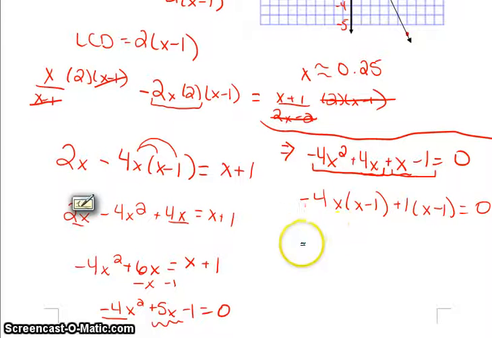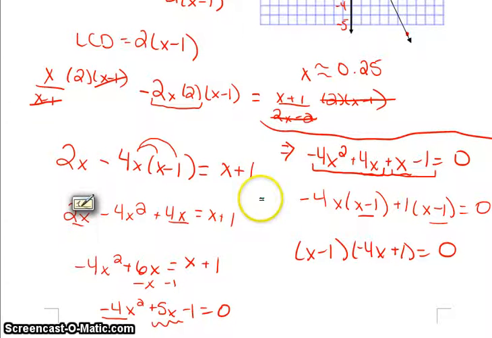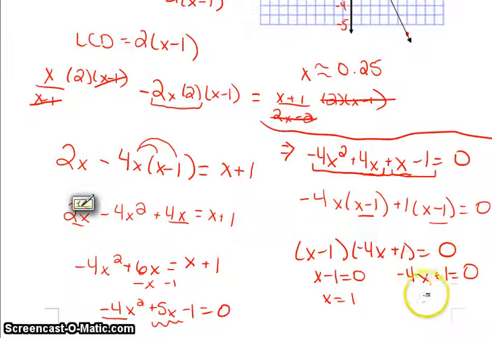Continuing on, this is pretty much the same thing as factoring. We'll pull out that common factor. Notice how these brackets here are the same. That's how you know you decomposed or factored right. So we have x minus 1, and what we're left with is negative 4x plus 1. Then we set each of those factors equal to 0. So x minus 1 is equal to 0, and negative 4x plus 1 is equal to 0. In our first one, x is equal to 1, and in our second one, negative 4x is equal to negative 1, and so x is equal to 1/4.